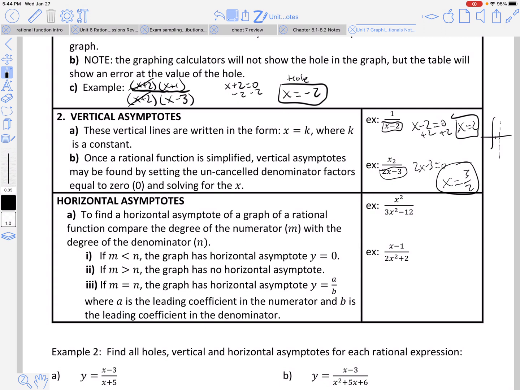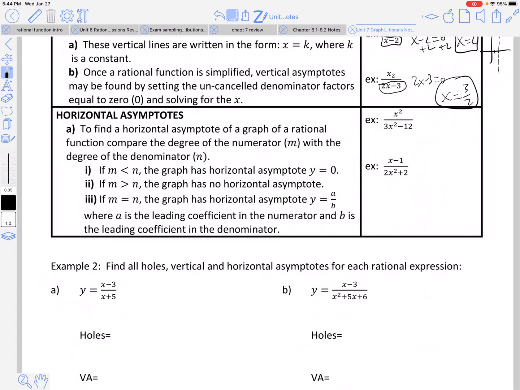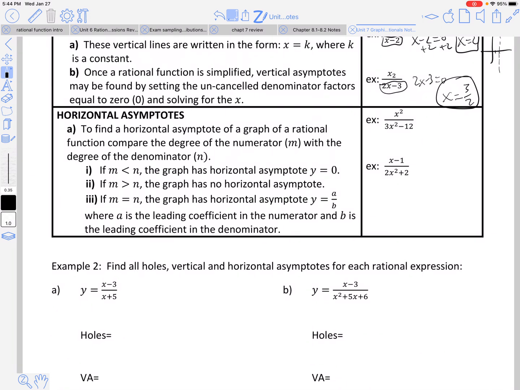All right. So once a rational function is simplified, vertical asymptotes may be found by setting the uncanceled denominator factors equal to 0 and solving for x, which I just showed you. So that's how you'll do those. Okay, horizontal asymptotes are a little bit different.